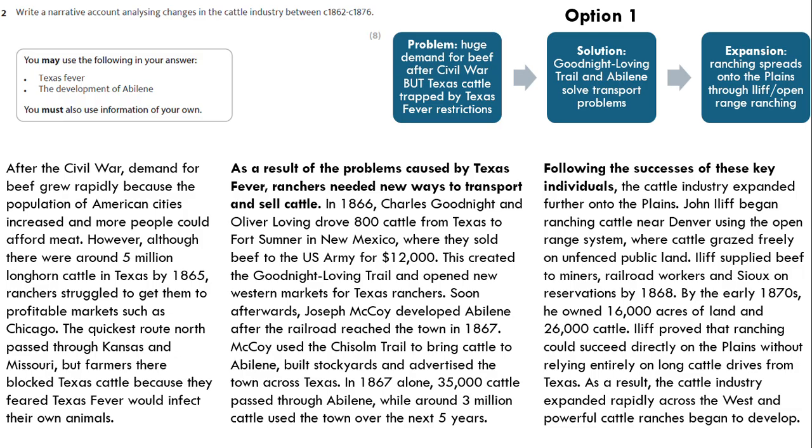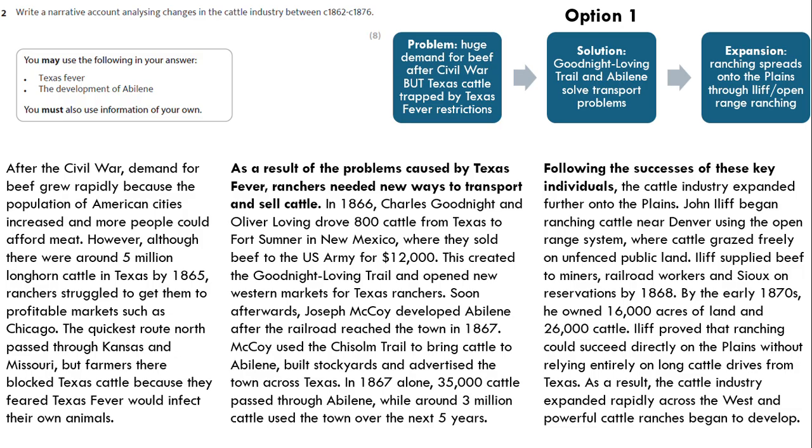So, nice simple link here. Following the successes of these key individuals, the cattle industry expanded further onto the plains. John Iliff began ranching cattle near Denver using the open range system, where cattle grazed freely on unfenced public land. Iliff supplied beef to miners, railroad workers, and Sioux on reservations by 1868. By the early 1870s, he owned 16,000 acres of land and 26,000 cattle.